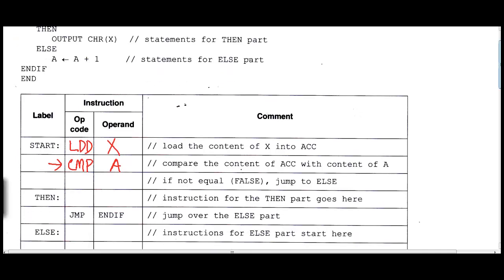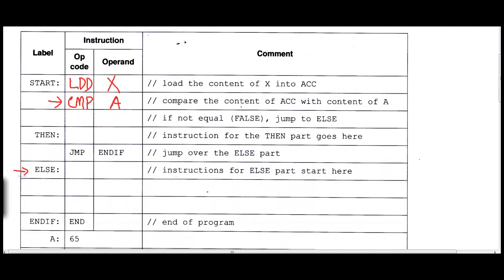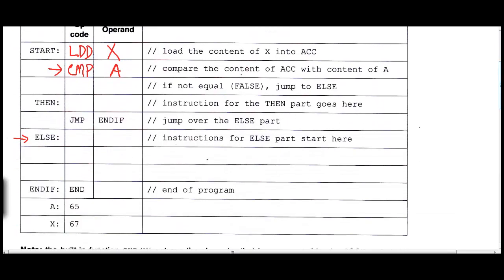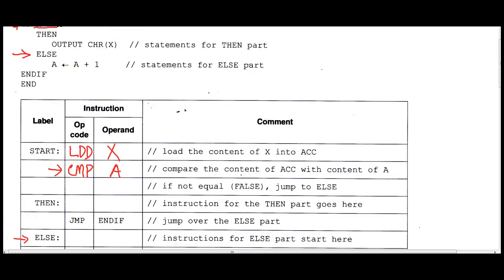In that case, we are going to jump to this label else, right? That is logical. If X is not equal to A, then we have to execute this instruction, and in assembly language, that instruction we've said is located at a memory location which is labeled as else. So if the result of this comparison shows that X is not equal to A, then we have to jump to else. So jump if the comparison is not equal.